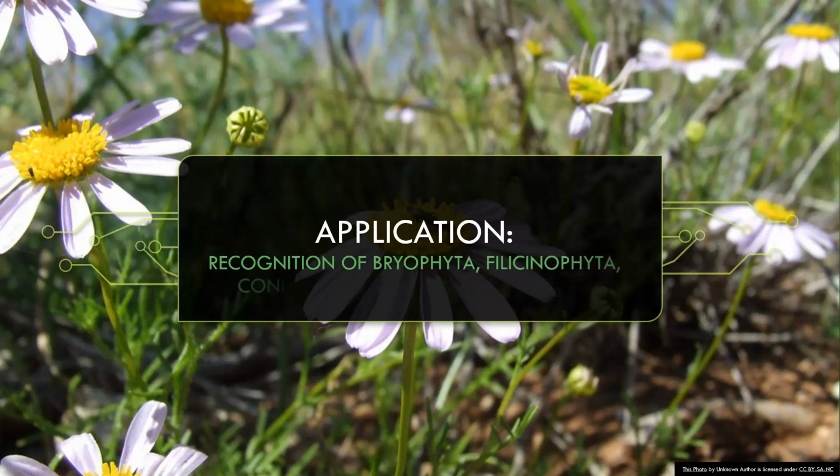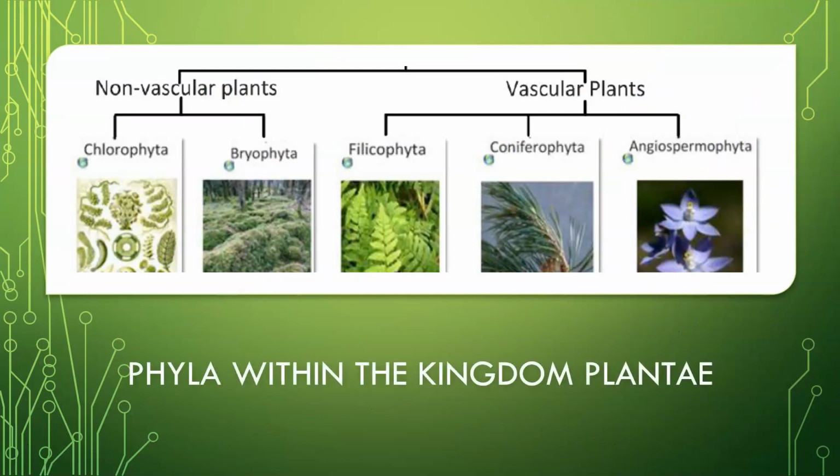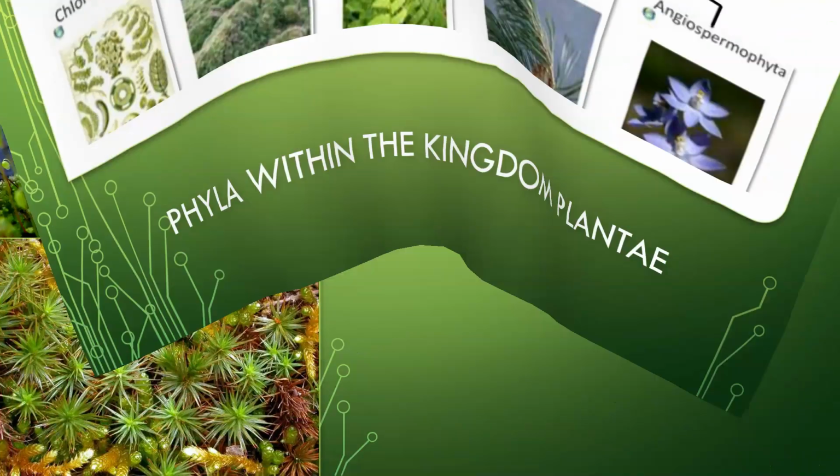Our next application is the recognition of Bryophyta, Filicinophyta, Conifers and Angiospermata. Okay, so we are looking at phyla within the kingdom of Plantae now, so plants. And you'll see there that the plants we're looking at, we're not looking at Chlorophyta, okay, but the others, we've got Bryophyta, which is non-vascular, and then we've got our vascular plants as well.